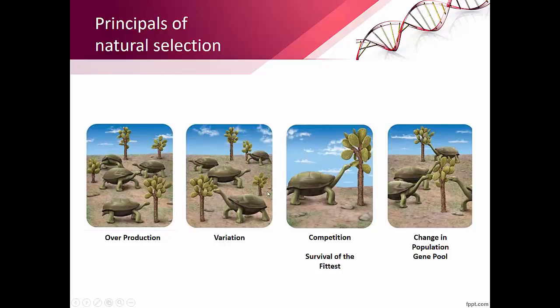They are going to die out, and only the tall plants will survive. So, if the tall plants are the only ones surviving, then the only turtles that will survive are the turtles that can access the tall plants. So this results in a change in the turtle population where only long-necked turtles are living.